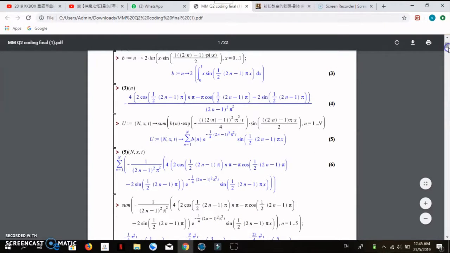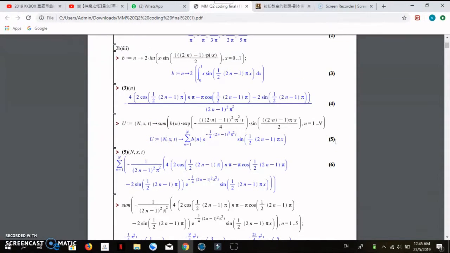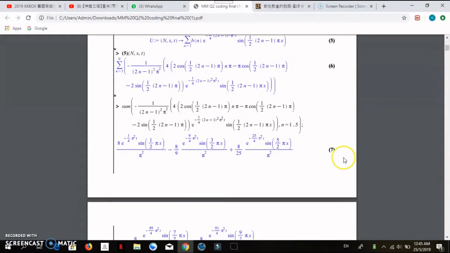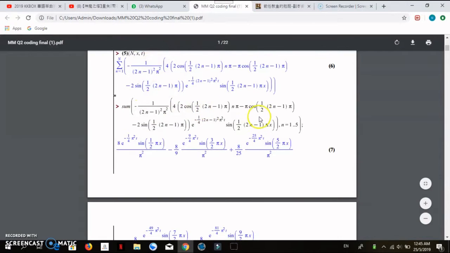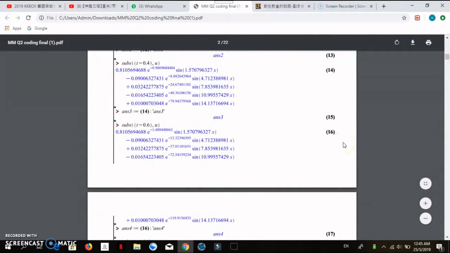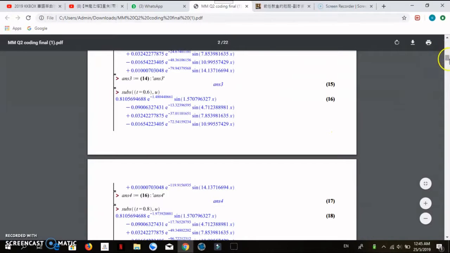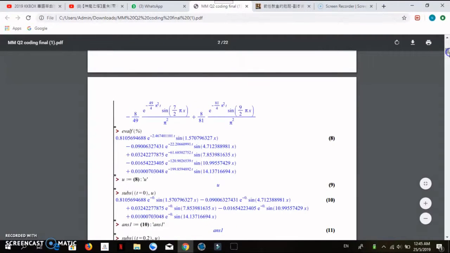For number 5, we will assign the Bn value into the general formula uxt. That's how we get formula 5. To get formula 6, we will evaluate the whole formula 5. Then for formula 7, we take the summation of the whole uxt from n equals 1 to 5. Finally, to get formula 8, we will evaluate the whole formula 7.